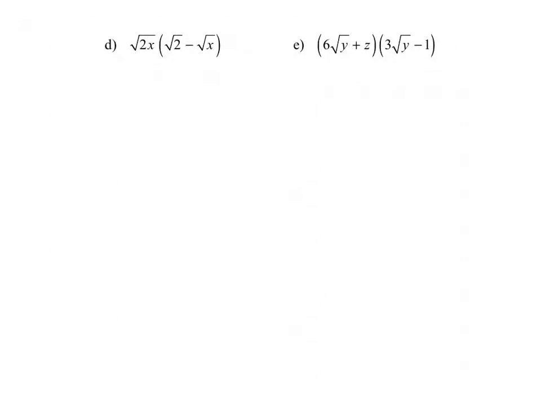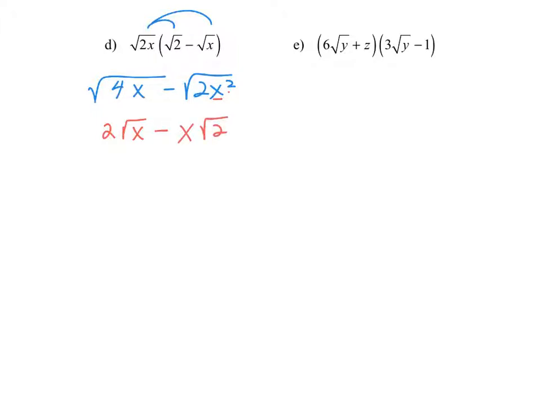Let's multiply the square root of 2x times the quantity square root of 2 minus the square root of x. Using the distributive property, we get the square root of 2x times 2, which is the square root of 4x, minus the square root of 2x times x is 2x squared. We can simplify the first radical for x as 2 times the square root of x, since 4 is a perfect square, but x is not, that stays under the radical, minus, well, this x squared is a perfect square, so we can bring an x out in front, but that 2 is not a perfect square. We leave that under the radical. So our final answer is 2 radical x minus x radical 2.